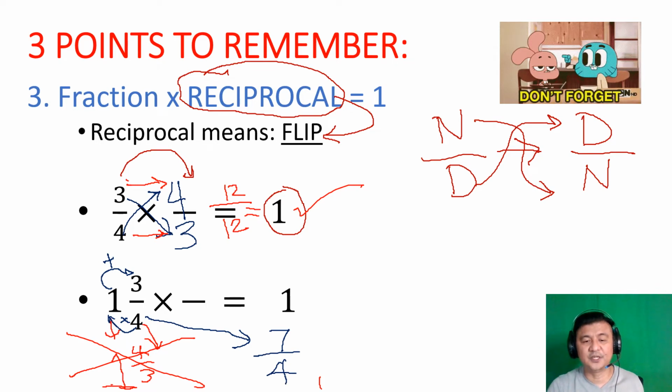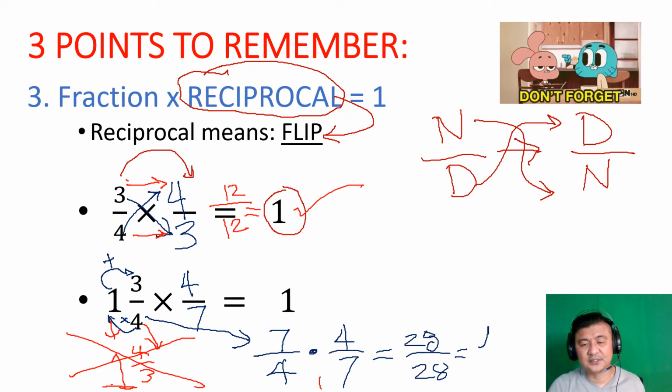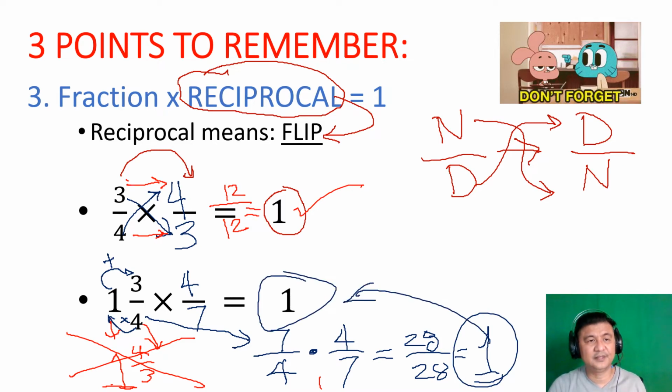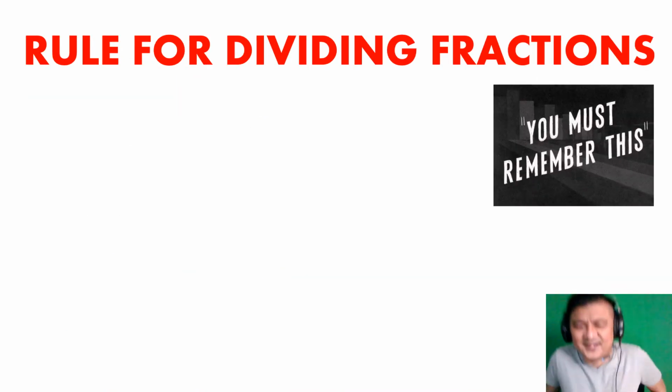So the reciprocal of 7 over 4 would be what? 4 over 7, right? So let's try to multiply that. 7 over 4 times 4 over 7 is equal to 28 over 28. Yes, it's equal to 1. We are right. Okay, got it? Okay, good job.